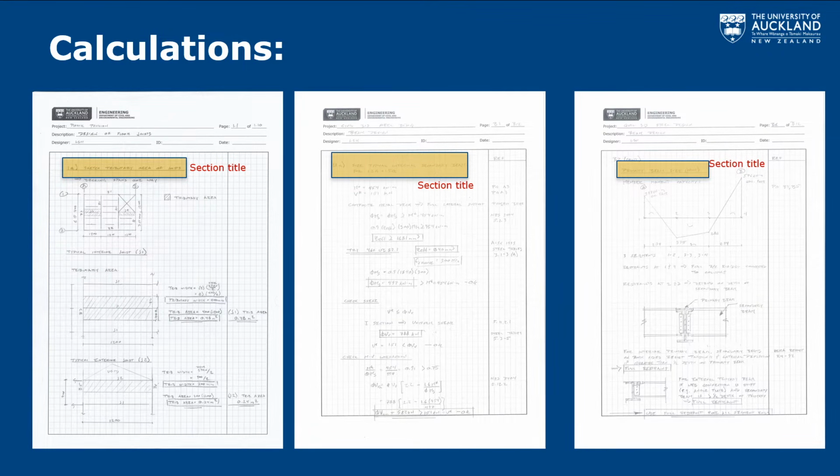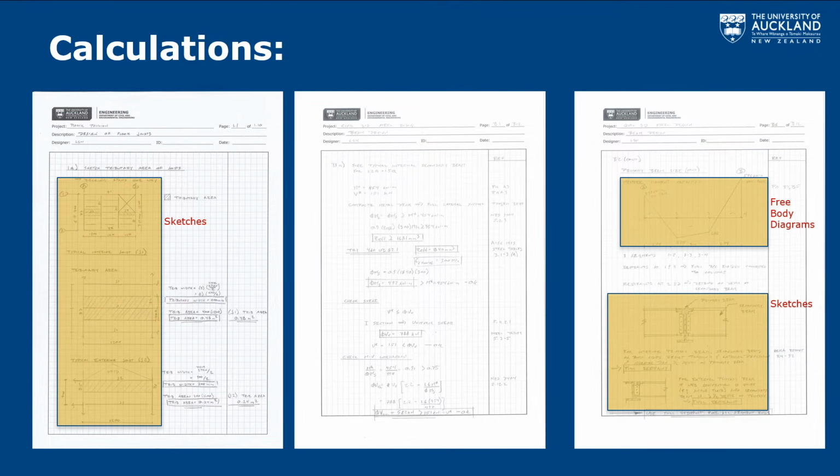The next thing that we have is sort of a section title. So what are the calculations actually calculating? So that if you had to go back through, or someone else had to go through your calcs, they would know that, say on the far left image here, it's a tributary area of the joists. Or in the middle here, they're sizing a typical secondary beam. Or on the far right, sizing a primary beam. So it's really clear what the calculation being presented is all about.